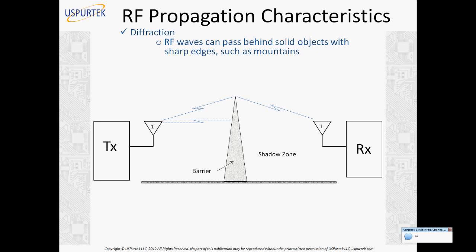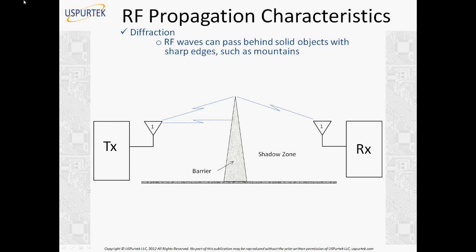Okay. So radio waves can pass behind solid objects. Now here you see there is a barrier looking like a hilltop or a mountain standing between the transmitter and receiver. There is a shadow zone behind the hill. The signal just cannot go through. There is no line of sight signal. But due to diffraction, the radio waves can reach the top of the hilltop and bend around it and reach the receiver antenna. Still you will receive signal.